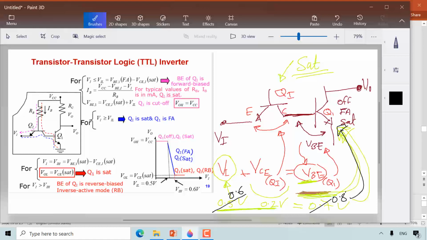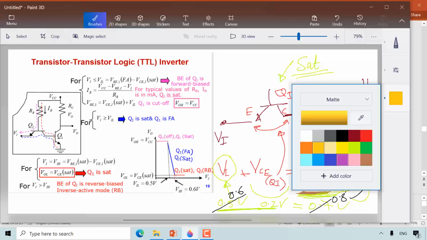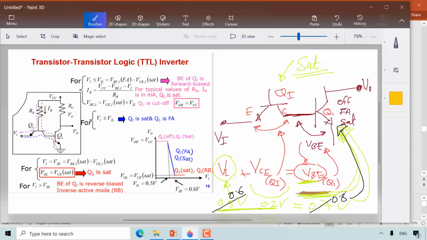Okay, so now I think we know clearly what the idea is. In fact, you can see it here in the characteristic curve. If your input is 0.5 volt or less, this is considered to be low. But if you have 0.6 volt or higher on the input, this is considered to be high. Now we are describing the input, right? If you have 0.5 or less, your input is low. If you have 0.6 volt or higher, your input is high.